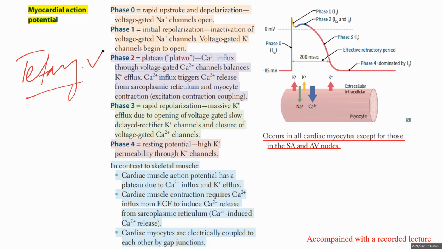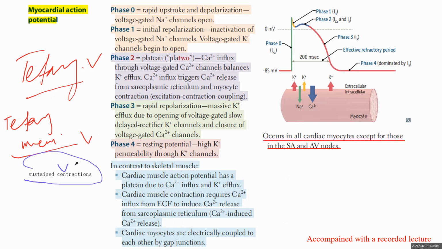Another thing I mentioned in the beginning was the tetany, and why tetany does not occur in the heart. So you have to remember what tetany means. Tetany means sustained contractions. What do sustained contractions mean, and how do they occur? Sustained contractions occur by repeated stimulation before the muscle has time to relax.